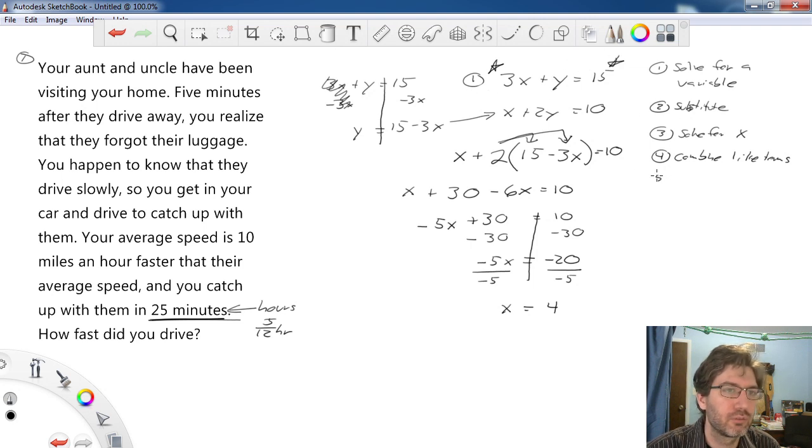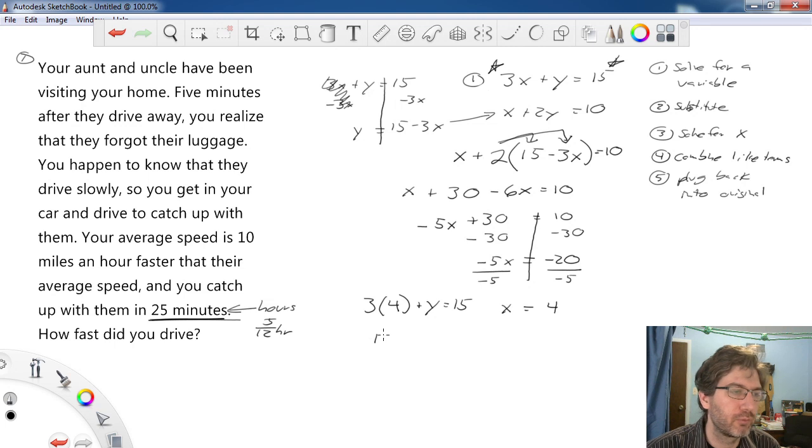So 5 is plugged back in. Any of the original ones, it would have worked for either of them. So I'm going to come down here. I'm going to write 3. And then instead of writing x, I know x equals 4 now. So I'm going to write 4 plus y equals 15. And now I'm going to solve for y.